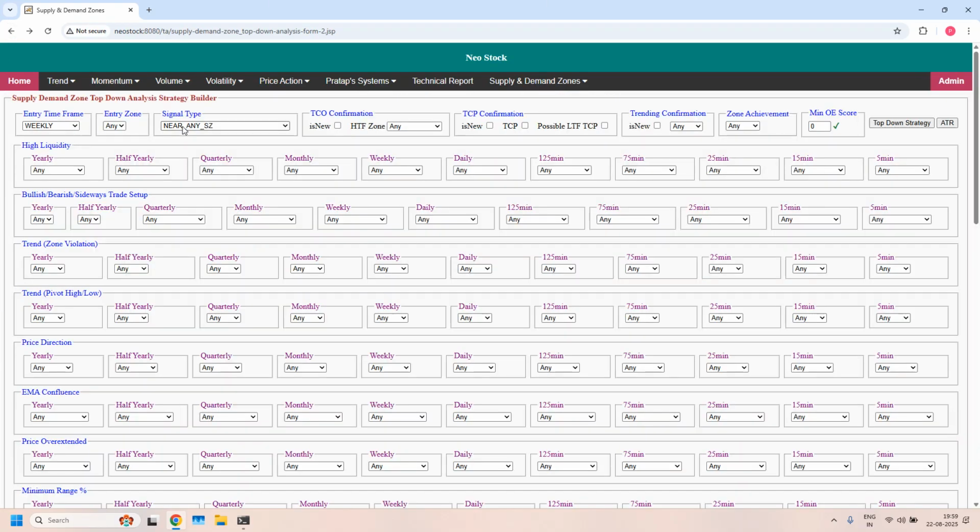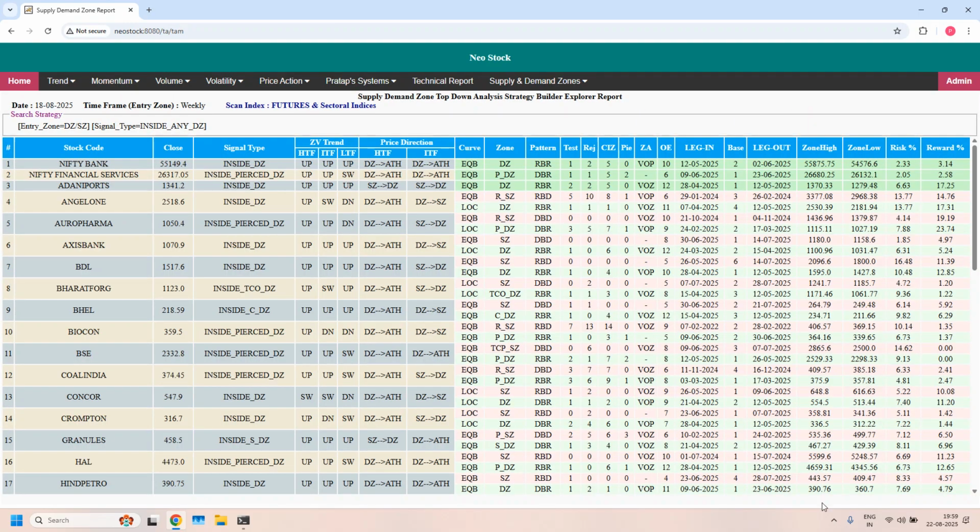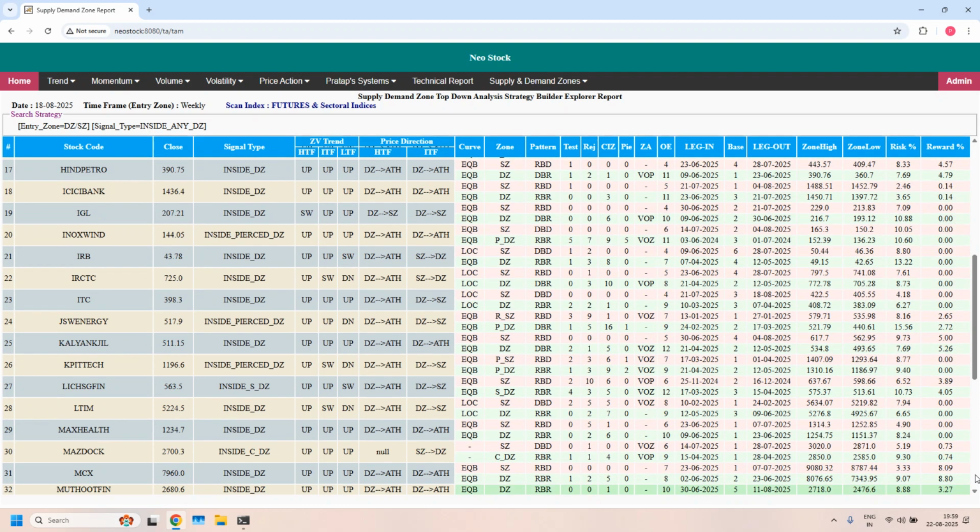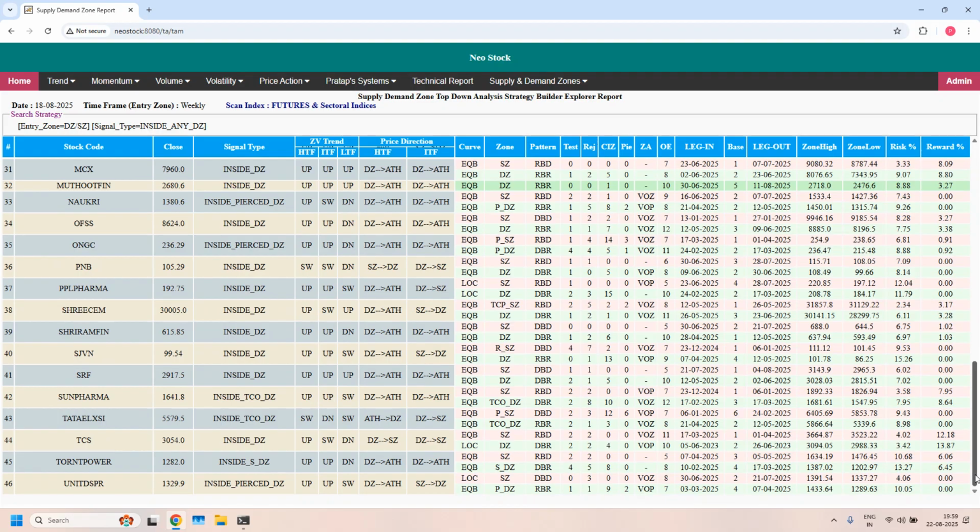Okay, next, price closed inside the weekly demand zone. First 17 stocks in the list. Scrolling the list down. Total 46 stocks are filtered.